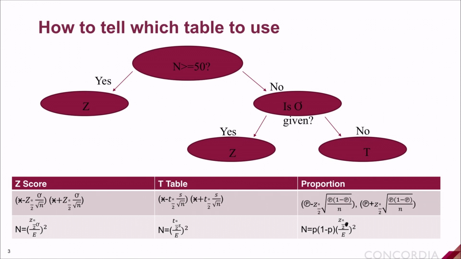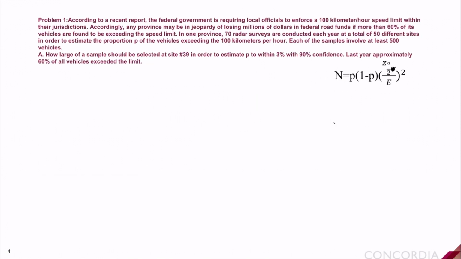Let us begin with problem 1. Problem 1. According to a recent report, the federal government is requiring local officials to enforce 100 km/h speed limit within their jurisdictions. Accordingly, any province may be in jeopardy of losing millions of dollars in federal road funds if more than 60% of its vehicles are found to be exceeding the speed limit.